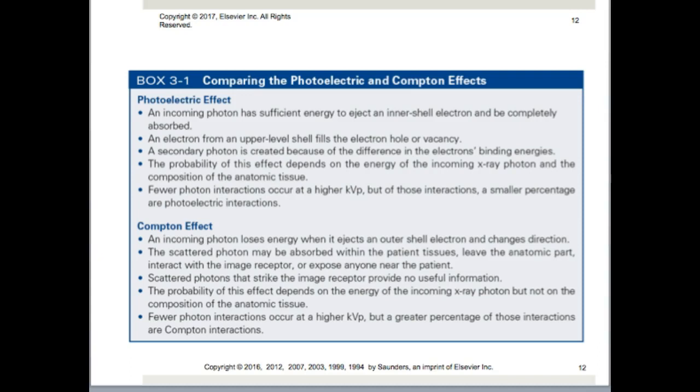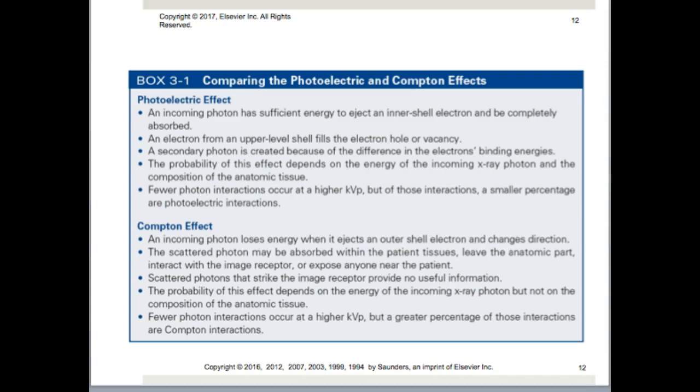So you're going to have just a black image. With no interaction, you have to have some photoelectric in order to see, and some transmitted. If it's all transmitted with no photoelectric, or very few, you can't see the difference in the densities. So although fewer photon interactions occur at higher kVp, that's true, the interactions that do happen are going to be Compton. So you're going to have just a black film with a layer of gray fog on top of it from your scatter.